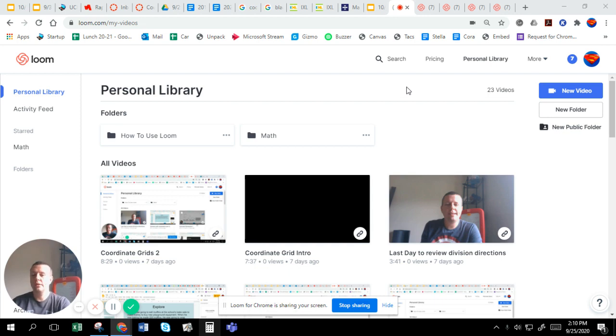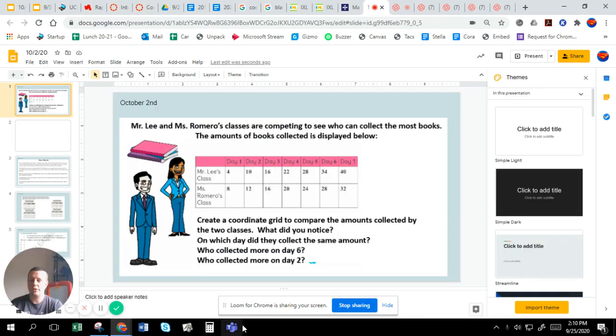We're going to be taking a look at graphing two different rules simultaneously. So let's take a look at what I asked you to do first. So the first problem on here, Mr. Lee and Ms. Romero's classes are competing to see who can collect the most books. The amount of books collected is displayed below. All right, great. Now it says create a coordinate grid to compare the amounts collected by the two classes. What'd you notice? And then it's got extra questions.